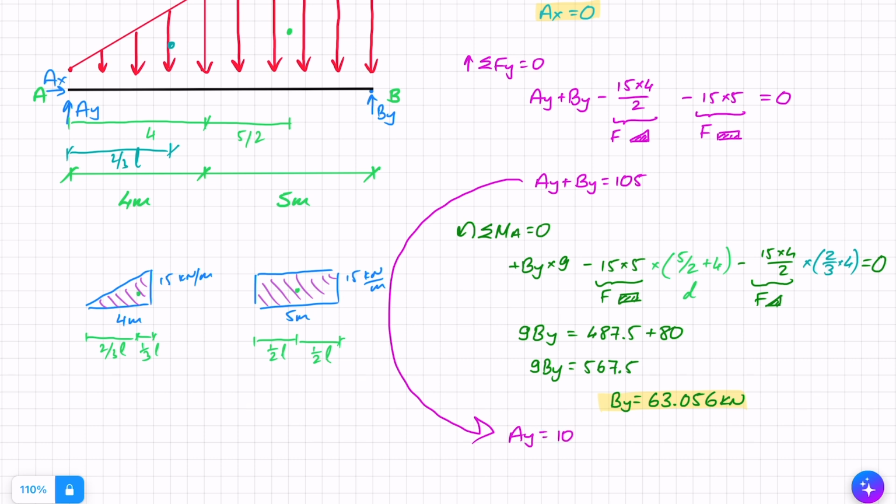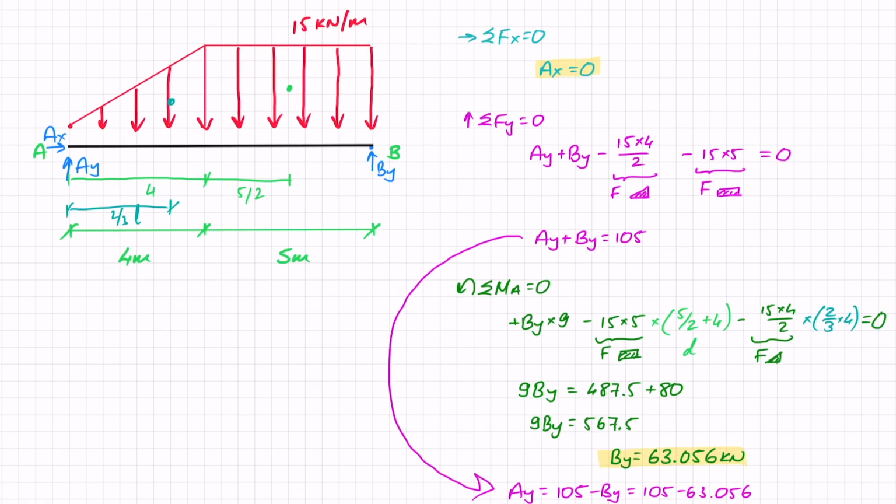And now that I have that, I can go back to this equation and say that AY, if I reorganize it, equals 105 minus BY. So that is 105 minus 63.056. So AY works out as 41.944 kilonewtons. And that's it. I've found all the reactions.